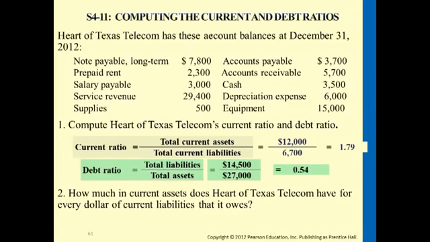Salary payable is short-term, $3,000. Have salary payable there. Service revenue doesn't apply to this. Supplies, $500 is asset. Accounts payable, short-term liability. So accounts payable, you have $3,700. Cash, depreciation expense is an expense account, so this does not apply. Equipment, long-term.